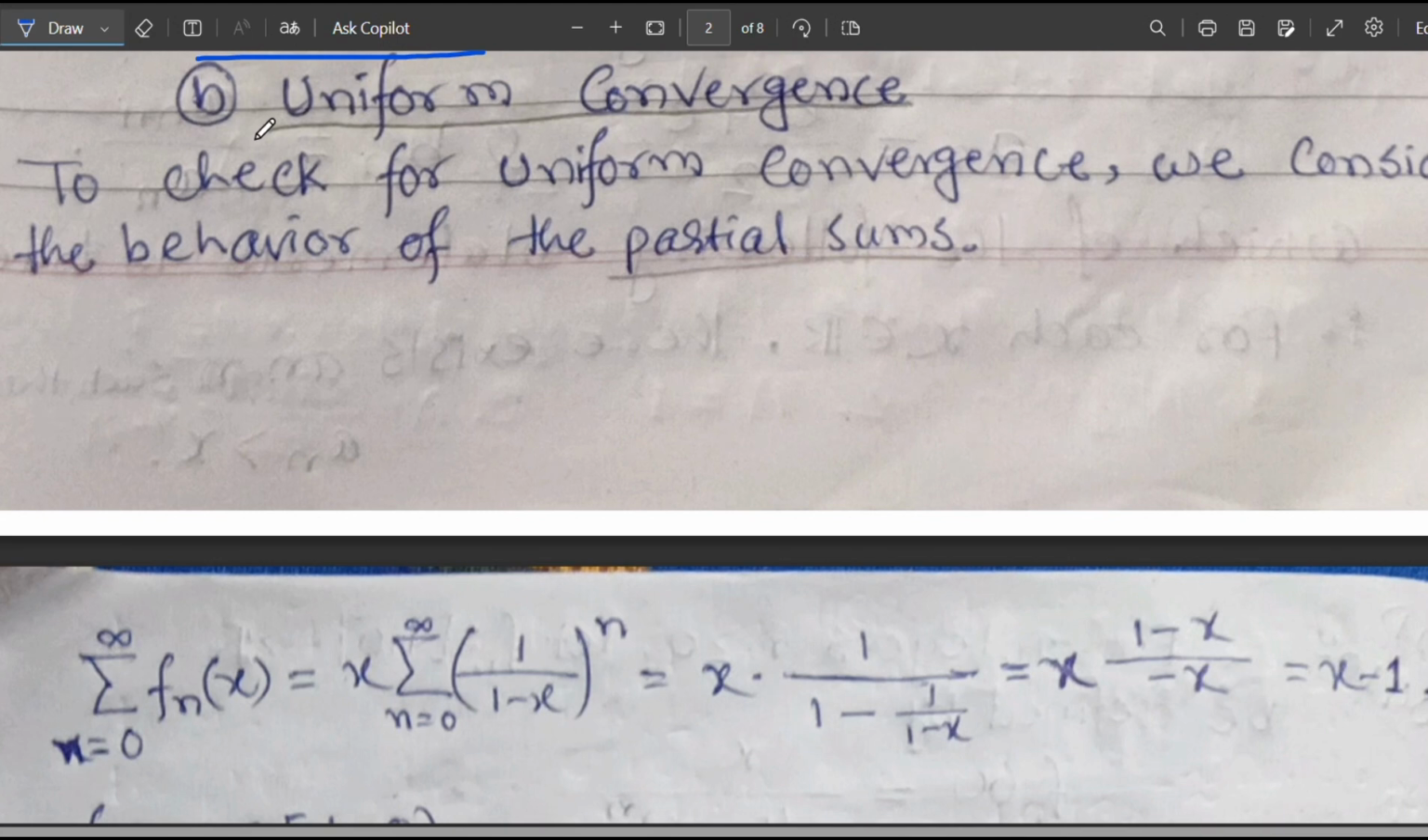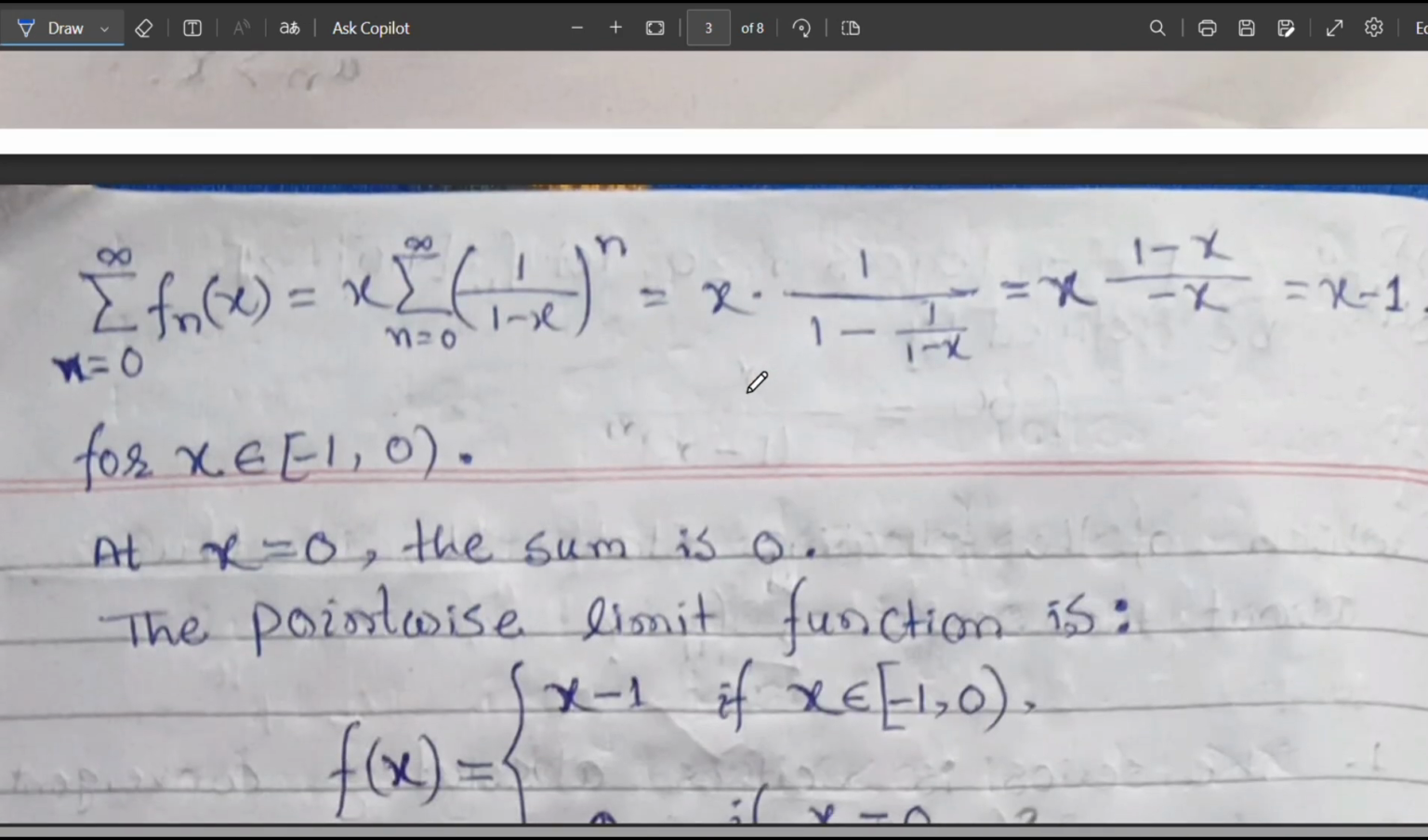Uniform convergence. Now we have to check uniform convergence. To check for uniform convergence, we consider the behavior of the partial sum. How will we try to know about the uniform convergence of that series? To check that, we consider the behavior of the partial sum. So what will we do? We will check the behavior of the partial sum.